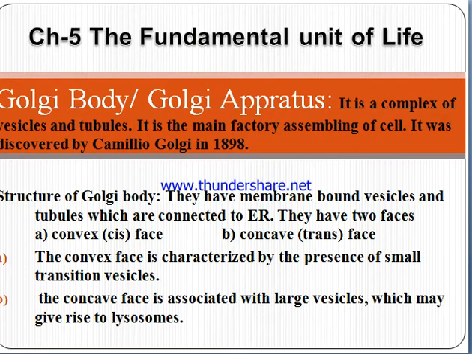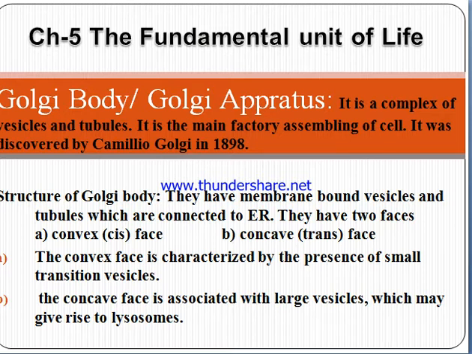The next organelle is the Golgi bodies or Golgi apparatus. It is the same thing, Golgi body or Golgi apparatus. It is a complex of vesicles and tubes. It is the main factory of the assembling cell. Assembling means to connect all the parts of the cell. It is used to assemble.